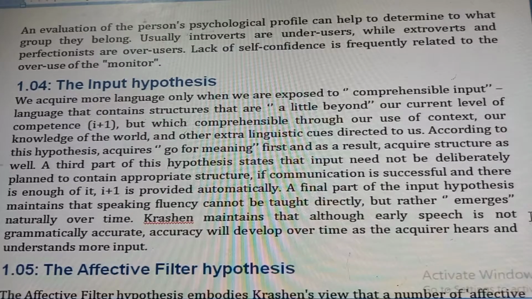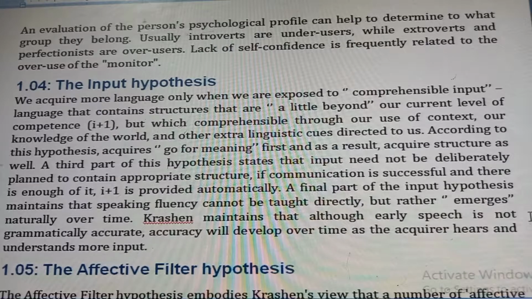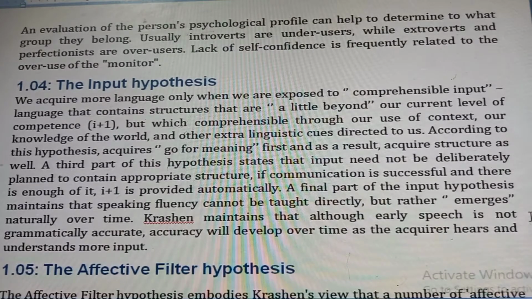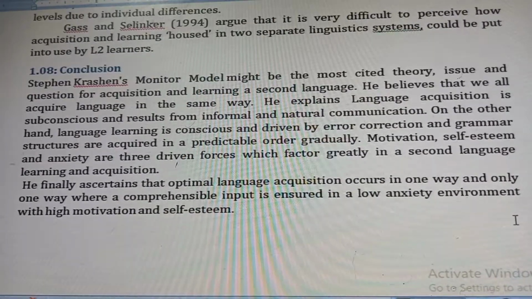A final part of the input hypothesis maintains that speaking fluency cannot be taught directly, but rather emerges naturally over time. Krashen maintains that although early speech is not grammatically accurate, accuracy will develop over time as the acquirers hear and understand more input. Conclusion.